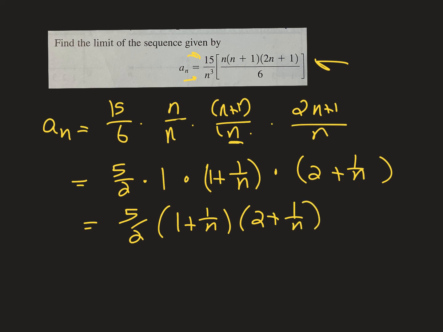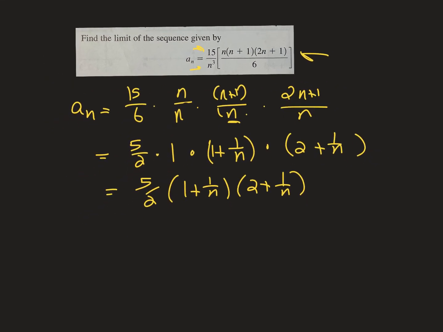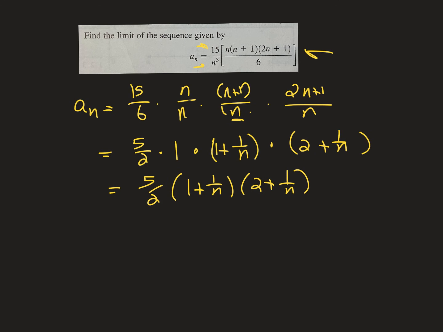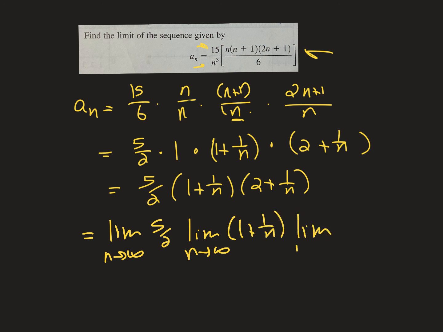Now, as we learned the other day, when we first started doing limits, if I have limits of things that are terms that are multiplied together, you can break it up and do the limit of each one. So I'm going to say the limit as n approaches infinity of 5 halves times the limit as n approaches infinity of 1 plus 1 over n times the limit as n approaches infinity of 2 plus 1 over n. Okay, now the 5 halves part, piece of cake, that's a constant. It's just 5 halves. That's done.